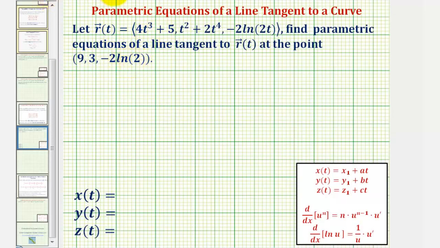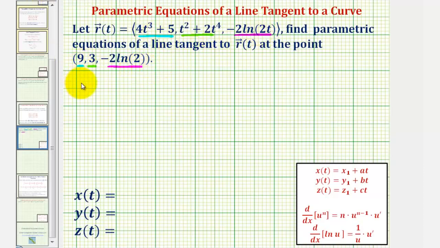We want to determine what value of t would make 4t³ + 5 equal to 9, which should be the same value of t that makes t² + 2t⁴ equal to 3, which should be the same value of t that makes -2 ln 2t equal to -2 ln 2. So looking at the z component, notice how it's easy to see t would be equal to 1.